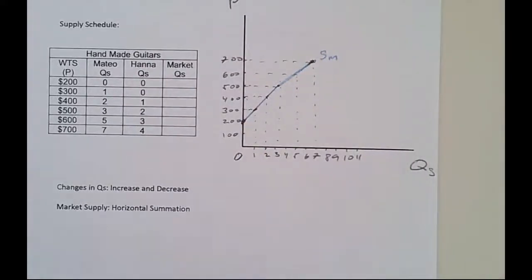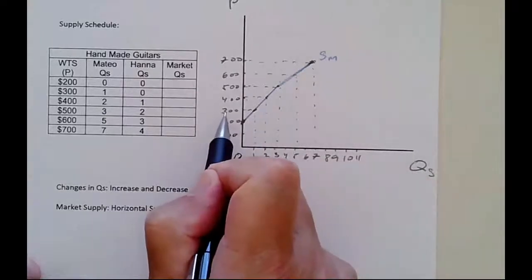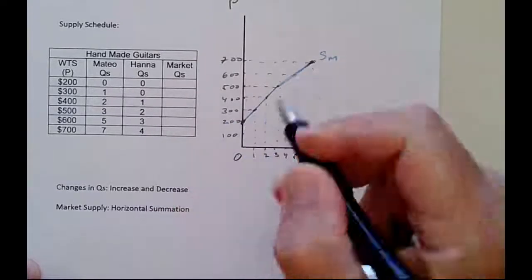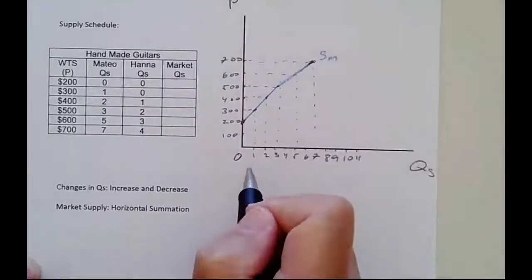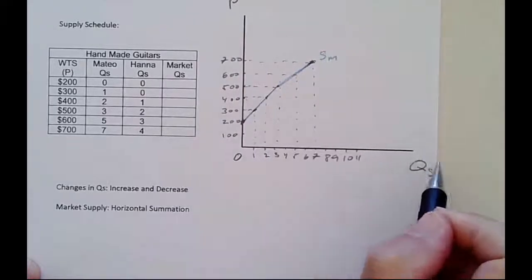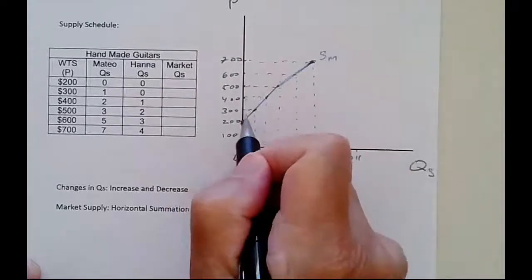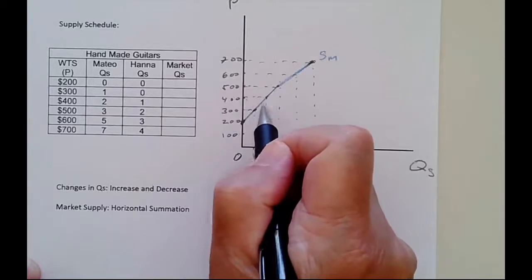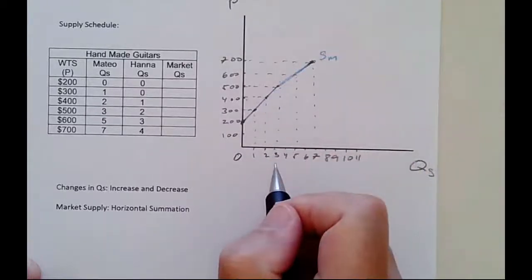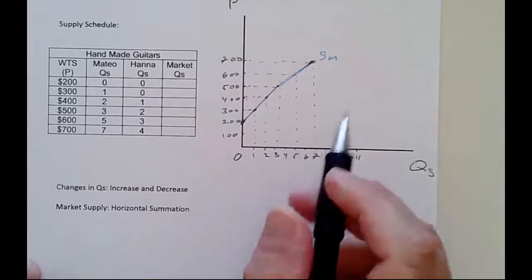So if the price is $300, you go out to hit the supply line, drop a line straight down, and that tells us the quantity supplied is 1. These are the quantity supplied down here. If the price rises to $400, we move along the same supply line, and the quantity supplied would go up from 1 to 2. There's no change in supply here.